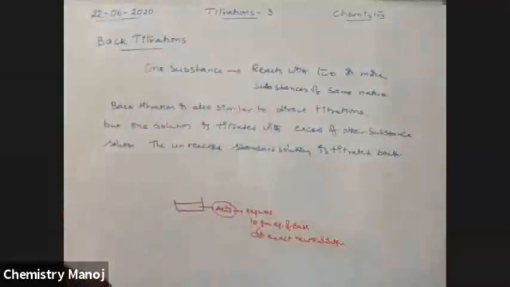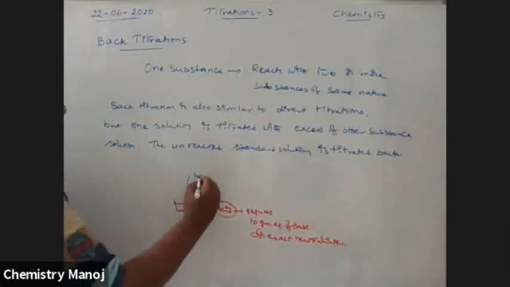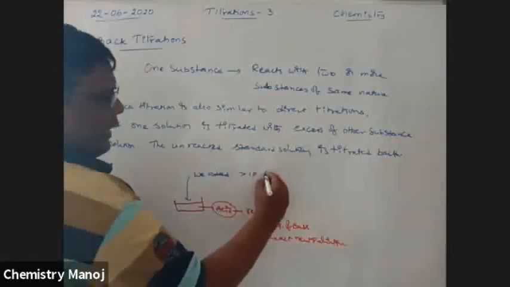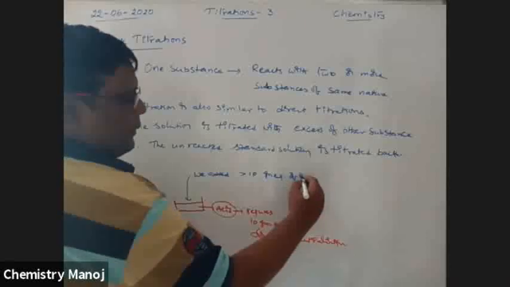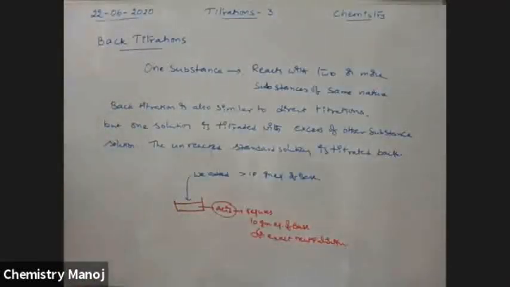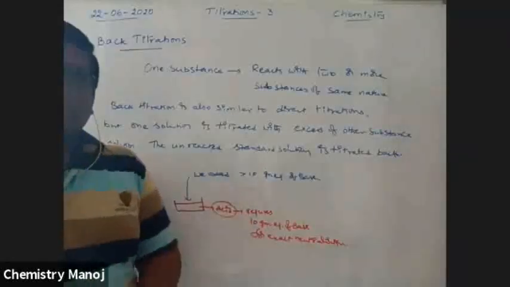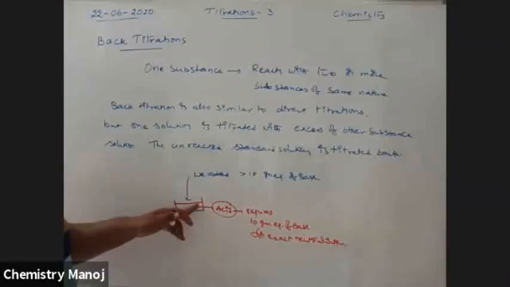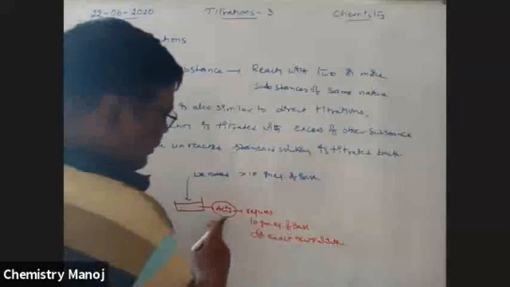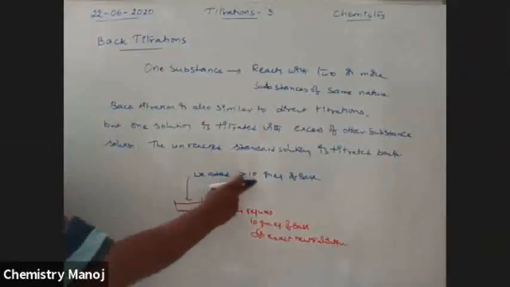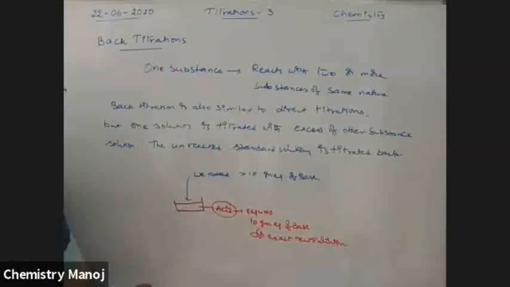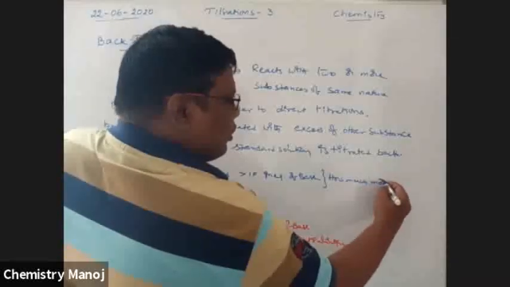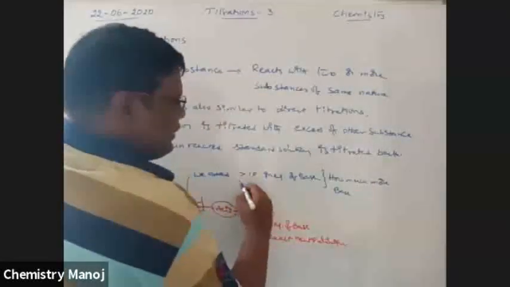Unexpectedly, we added greater than 10 gram equivalents of base. That means this acid solution now becomes basic because more base is there. How much more base is there? That means it is in excess.